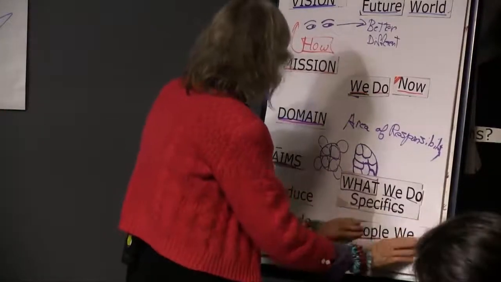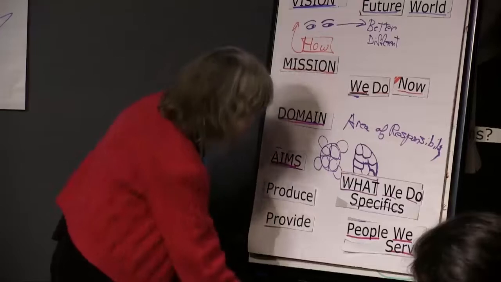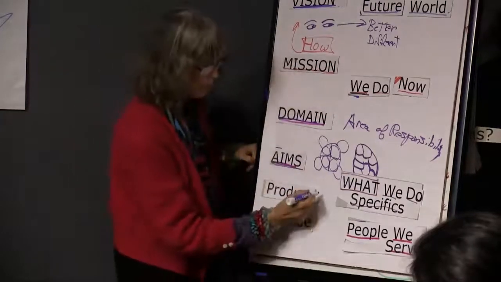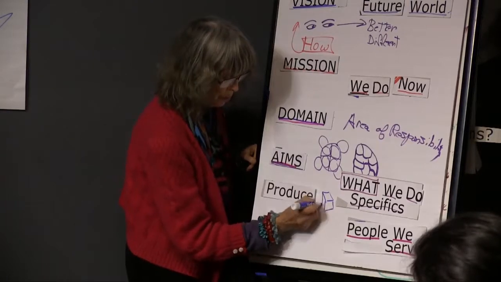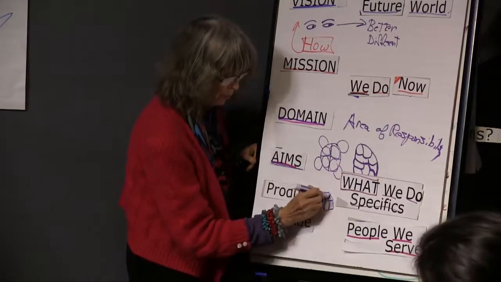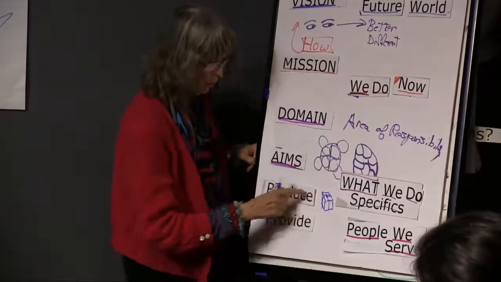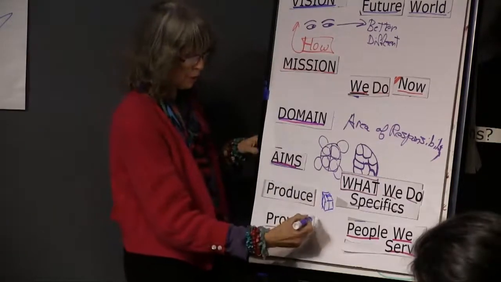So it's the things we produce or provide. I'm going to make a little physical object here, because produce implies physical. I'll make a little box with a ribbon on it. The things we produce for the people we serve are the services we provide.